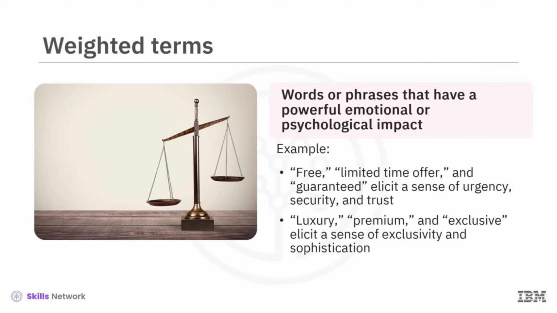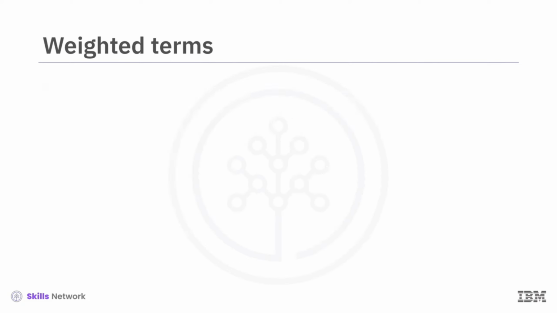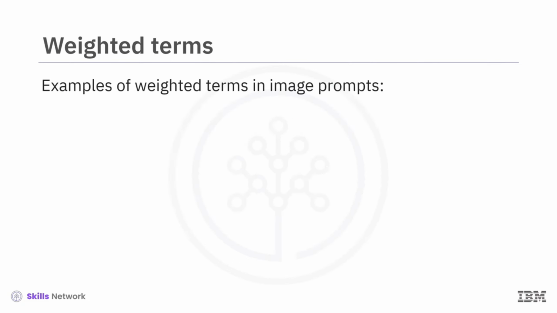Generative AI models allow you to give positive or negative weights to such terms to emphasize or de-emphasize a certain emotion. Using weighted terms in an image prompt can help create images that are memorable and convincing and can draw emotional responses from the audience. Here are some examples of weighted terms used in an image prompt.